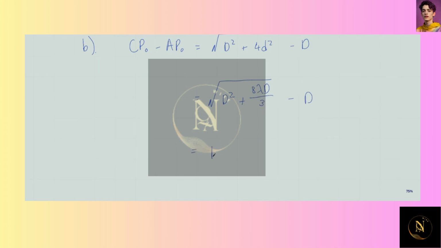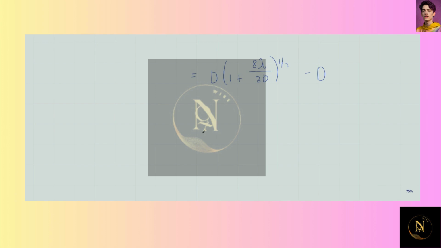which we can write as capital D into 1 plus 8 lambda divided by 3 times capital D, all to the power half, minus capital D. And so using the binomial expansion, we can write this as capital D into 1 plus 8 lambda over 3D times 2 plus higher order terms, all of this minus capital D, and this is then equal to 4 lambda over 3.